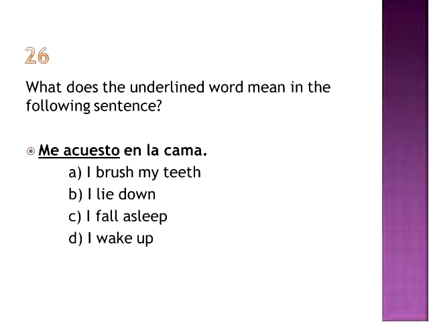Right, what does the underlying word mean in the following sentence? Me acuesto en la cama. Here's another common expression. Acostarse means to lie down. So it would be I, because it's a reflexive verb. The reflexive pronoun goes to the front of the word. Me is the I form. And then acuesto. So me acuesto is I lie down.